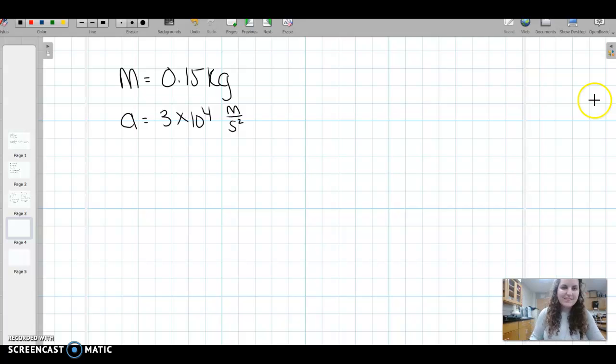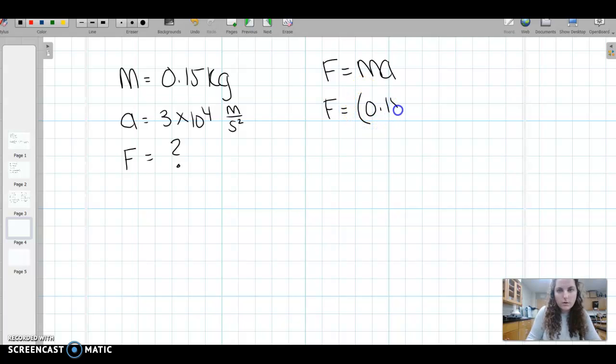Okay, so let's find out how much force David Ortiz needs to exert on the baseball in order for it to accelerate 3 times 10 to the 4th meters per second squared. Okay, so using Newton's second law, F equals ma, where F is our force or our net force, m is 0.15 kilograms, it's our mass in kilograms, and a.